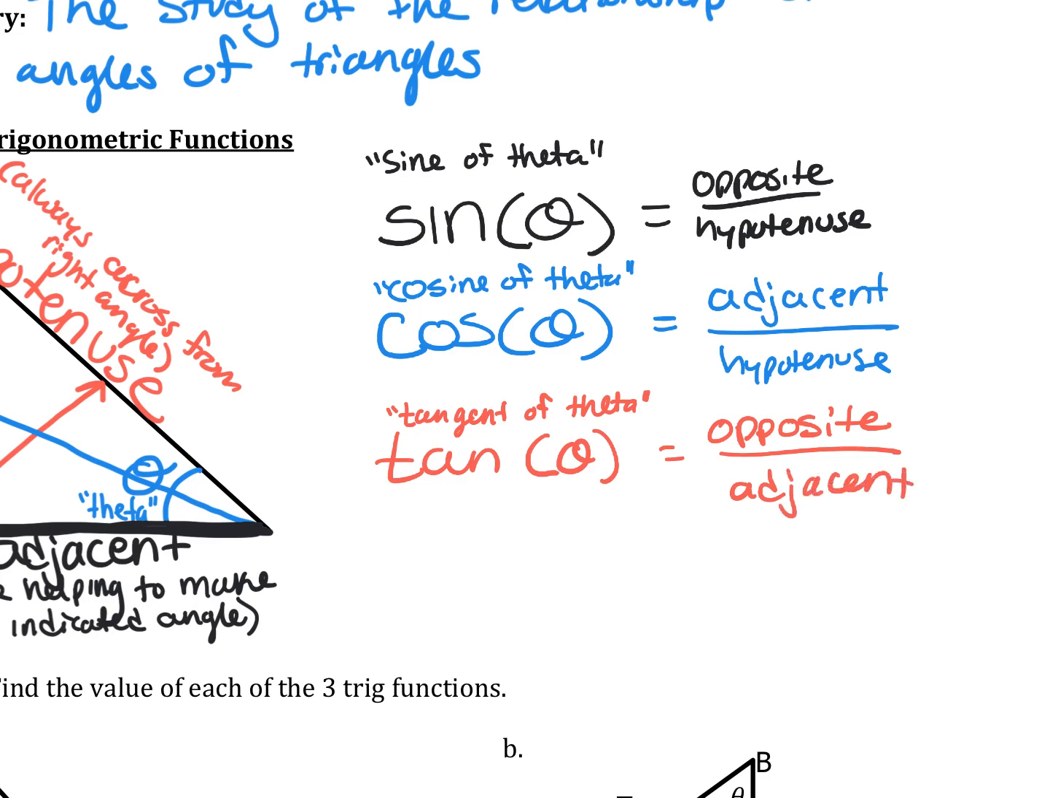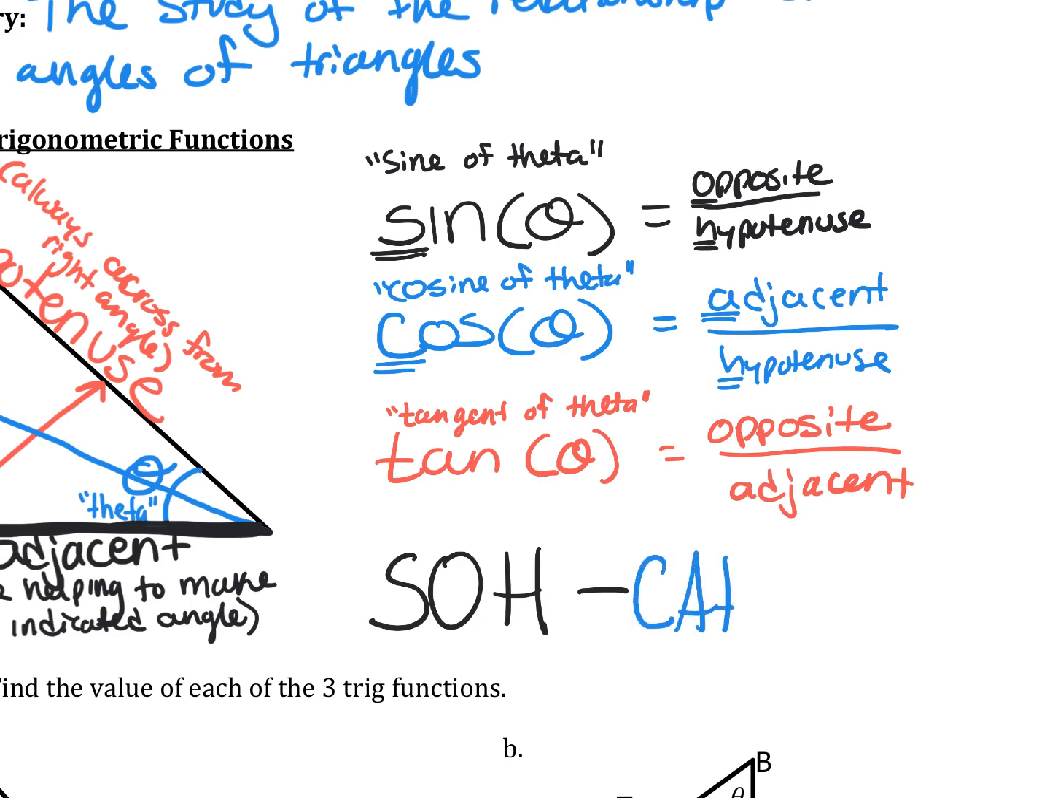So there is an acronym here that we can use to remember this ratio. So for sine, S for sine, O for opposite, H for hypotenuse, that's SOH. Cosine, C for cosine, A for adjacent, H for hypotenuse, CAH. And then tangent, T for tangent, O for opposite, A for adjacent, TOA. That's SOHCAHTOA. An easy way to remember those ratios.